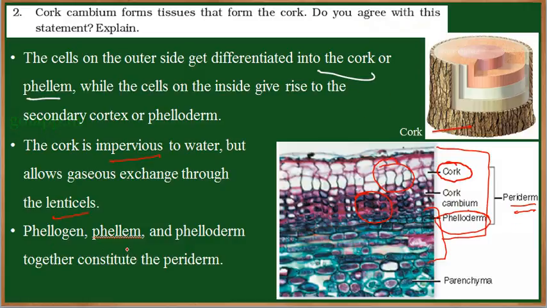So phellogen, phellem and phelloderm. Phellogen is the cork cambium, phellem is the cork, and phelloderm is the secondary cortex. Now all these three together form the periderm, that is the outermost boundary for the stem, and this happens after the secondary growth.